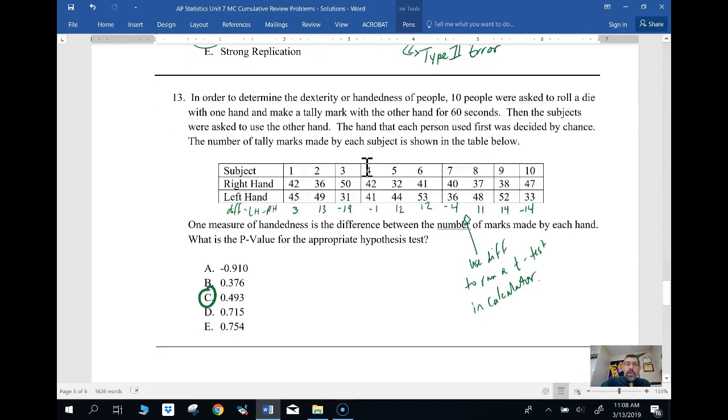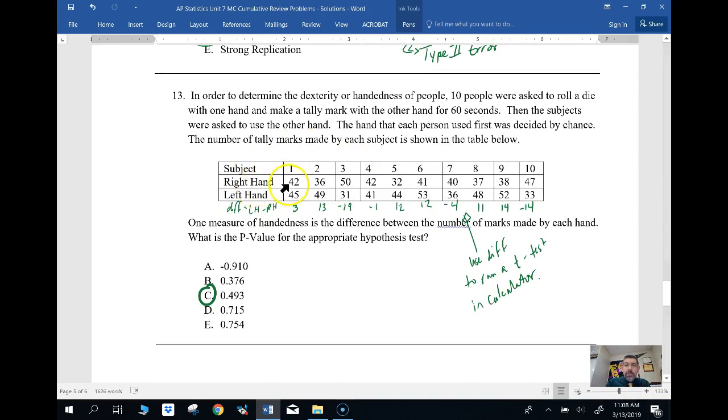13. Now for 13, what I would do is I would subtract these. This is a matched pairs t-test because I have the same people using the right hand and the left hand. So using the same people is a matched pairs t-test, not a two-sample t-test. If I had put these data in my calculator and run a two-sample t-test, I would have got 0.376, which would have been the incorrect answer. I would need to do a matched pairs t-test, so I'm first going to do subtraction. I'm going to subtract and find all the differences like I did here.